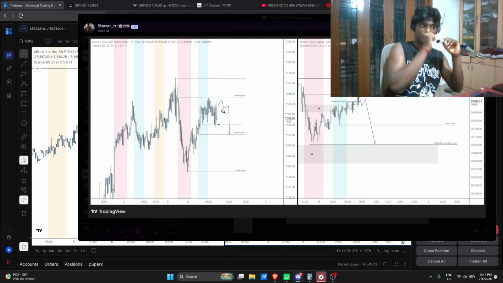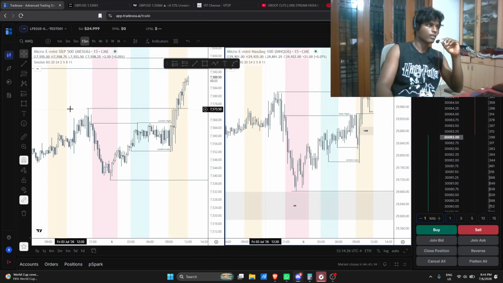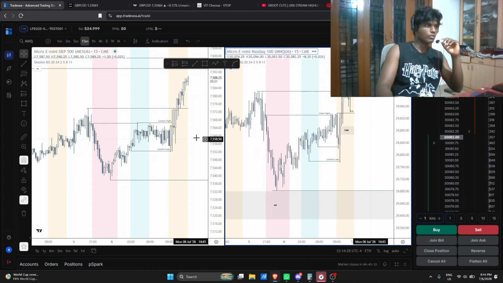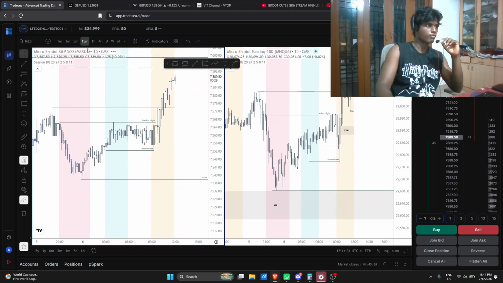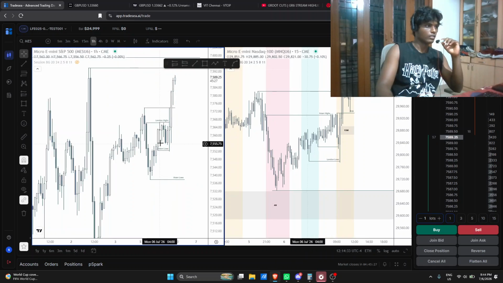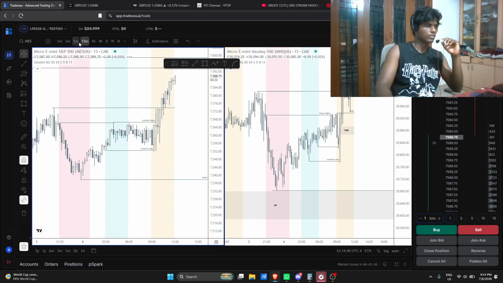But the fact was we were in a 1 hour fair value gap in ES, so there was a chance that price could move higher from this, which could also push this higher. So I don't want to take a trade at this area. I wanted to see this 1 hour fair value gap fail. I think it failed somewhere, but till the end we didn't see it fail.